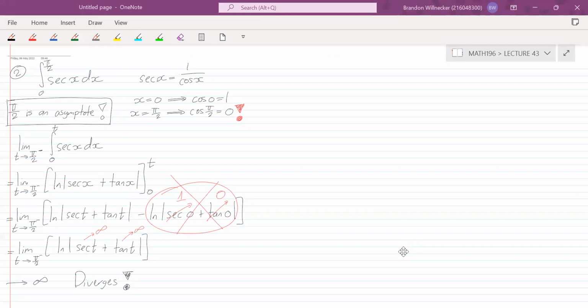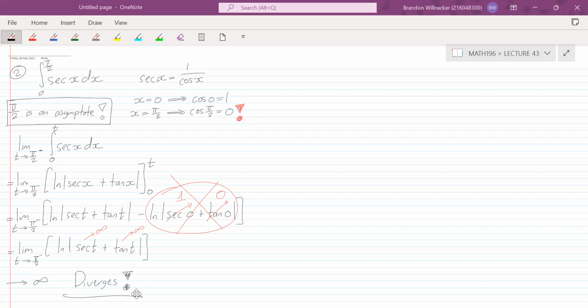Any questions on this one? Okay, so it's not too bad. You just do the integral as normal, and then your very last step is just evaluating the limit. If the limit goes to infinity, then you just say that it diverges. If the limit gives a finite number, then that's what your area is going to be. Let's take a look at another example.